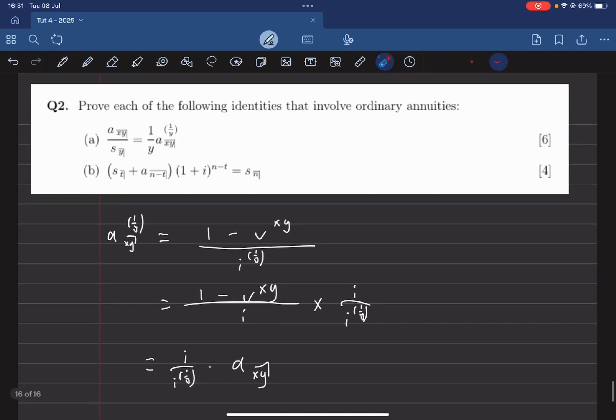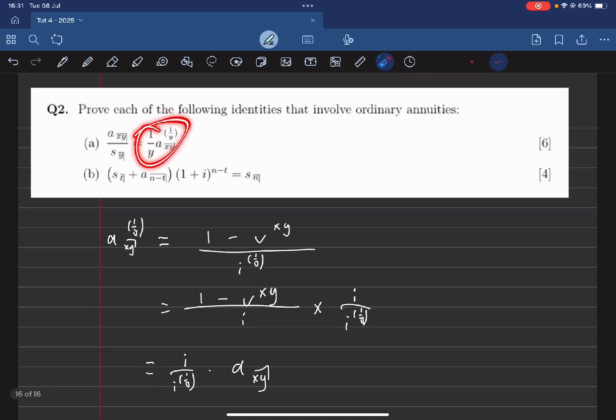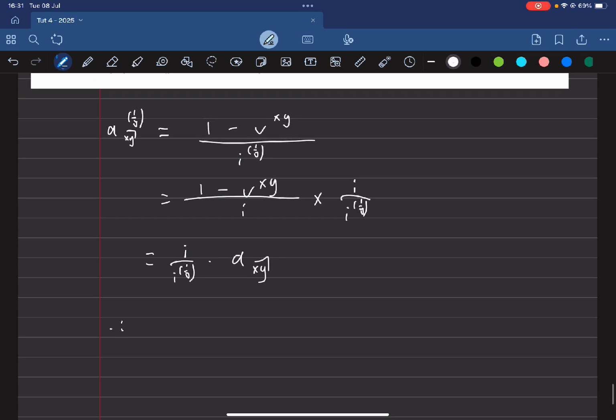So what we're actually given is 1 over y times that, right? So also therefore 1 over y times a for xy periods compounded 1 over y. We're just basically going to multiply this bottom by y. So it's going to be i over i^(1/y) times an annuity for xy periods. Okay.